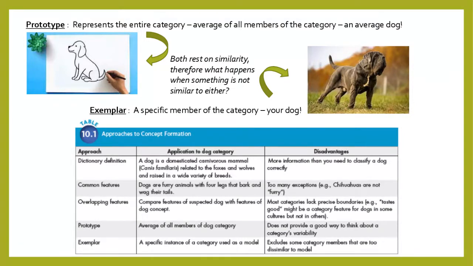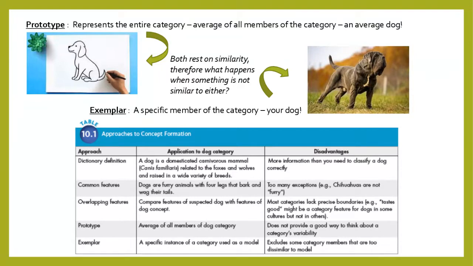So there are things that don't fit into the categories, and that's also what we have to be careful of. So when we approach concept formation, and this table is out of your book, there's a dictionary definition. That's a very straightforward, standard definition of what a dog is. There are common features. Okay, those are your overlapping or common features. Then you have your overlapping features where you can compare features of a suspected dog with the dog concept.